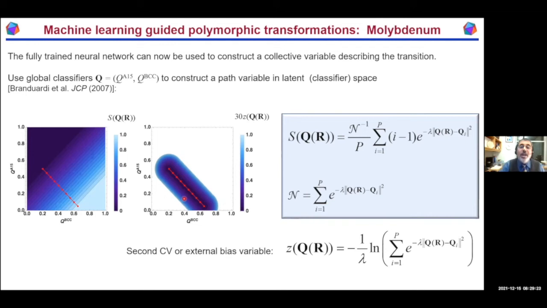The reason for working in the classifier space here is that I don't want to have to bias my path by putting in my concept of what I think the configurations should look like as I go from one phase to the other. I want the machine learning to tell me that. So I'm just going to give it environments, and it's going to tell me what it thinks those environments should be classified as.